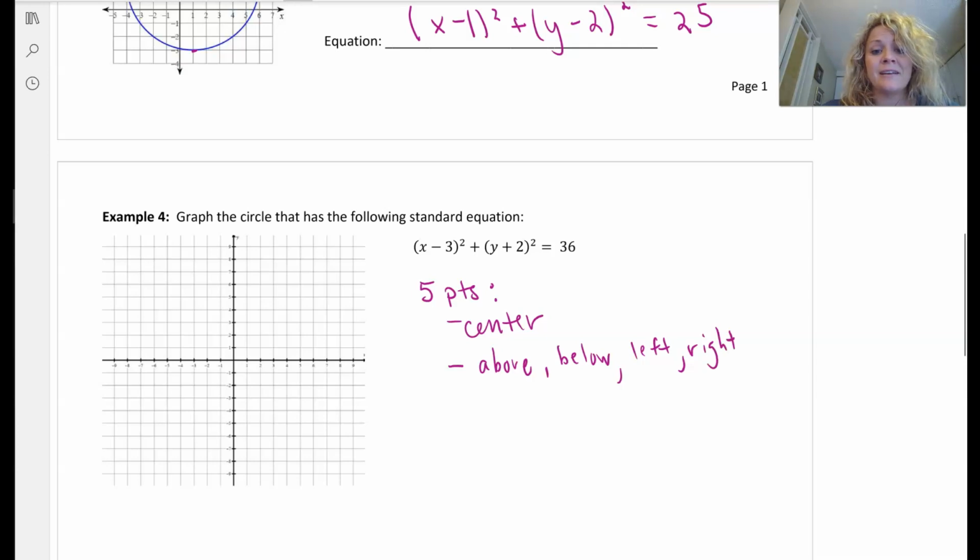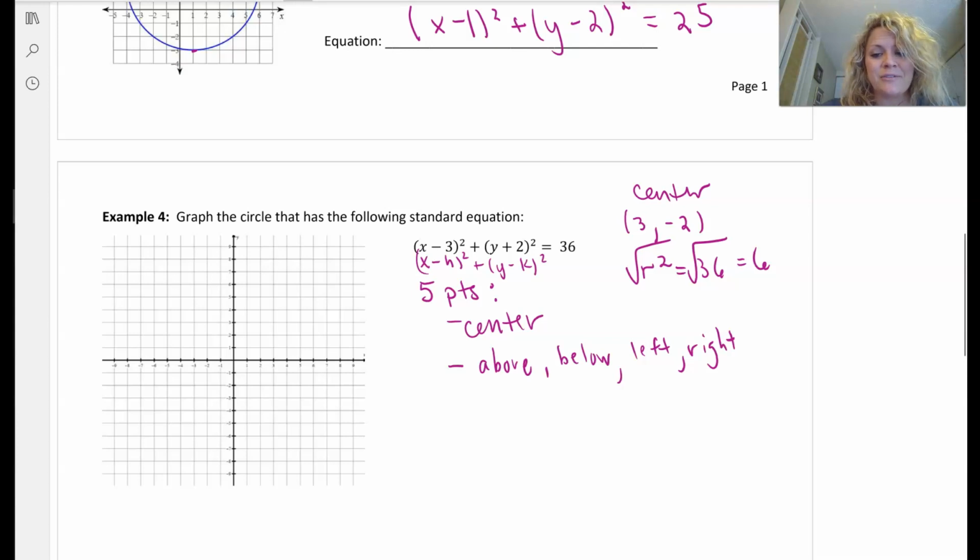All right, so let's pick out our center. Our center is our h and our k. So if that's x minus h squared, I know that's a positive 3, plus y minus k squared. So instead of a positive 2, I need to remember to change the sign. So that's a negative 2. That's our center. And then remember that r squared value is 36. So that's not our radius, that's our radius squared. So I need to take the square root, and our radius is 6.